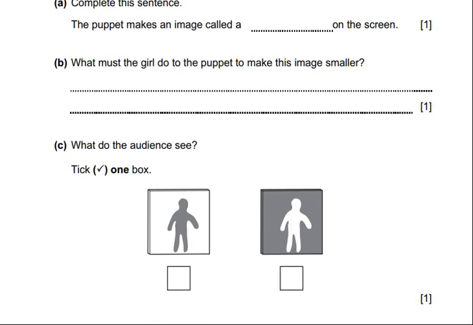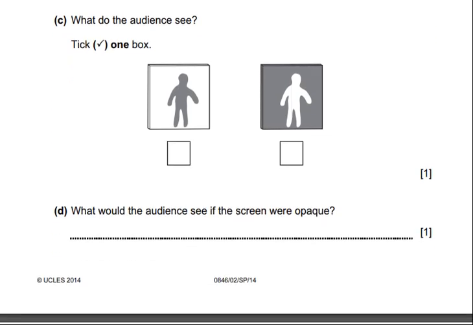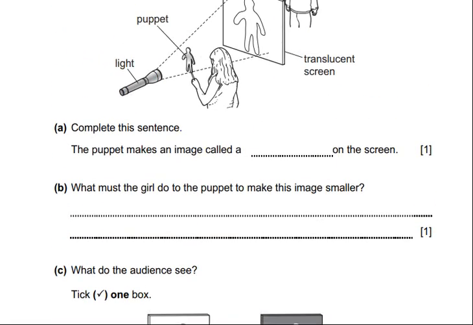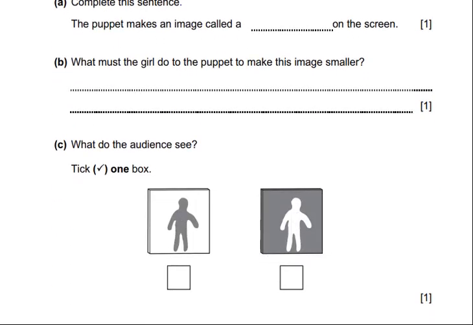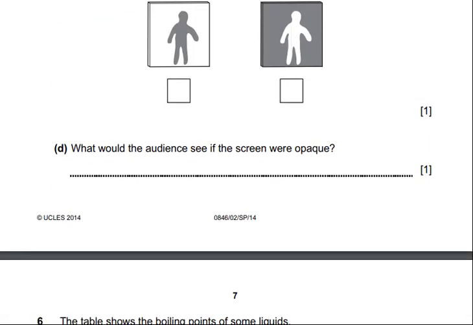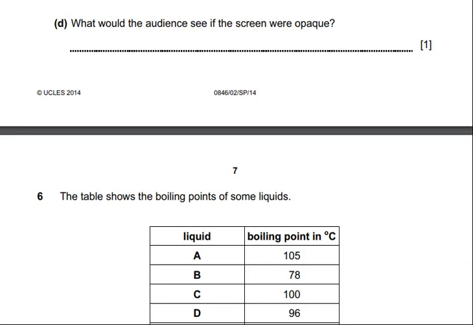C. What do the audience see? So we have 2 pictures here. They see the first one, so you just take the first one. Question D. What would the audience see if the screen were opaque? So the screen, we mean this one, the screen where you see the shadow on it. What would the audience see if the screen were opaque? Of course, they would see nothing. Or you could say no image.